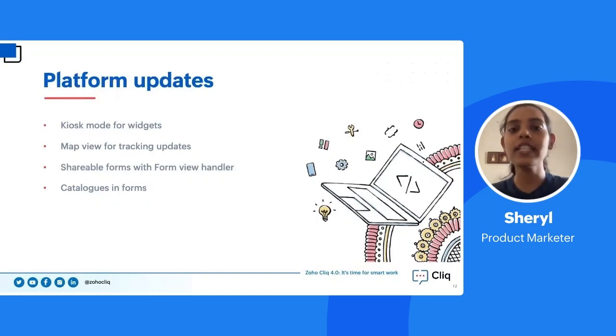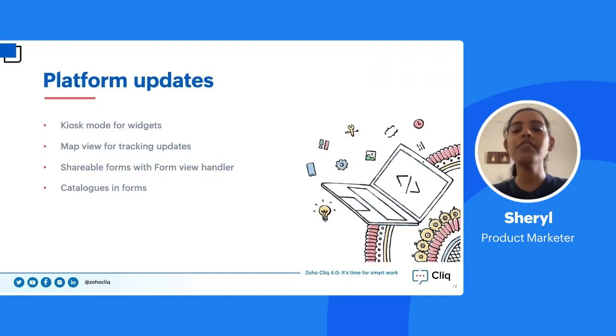And the third thing is that now you can share forms with the help of a link, and anybody in the organization can access that form with the help of that link. This helps you when you're collecting workplace feedback and things like that. And finally, we have introduced a new component called Catalog Informs. I'll show you how it looks like when we discuss in detail during the live demo.